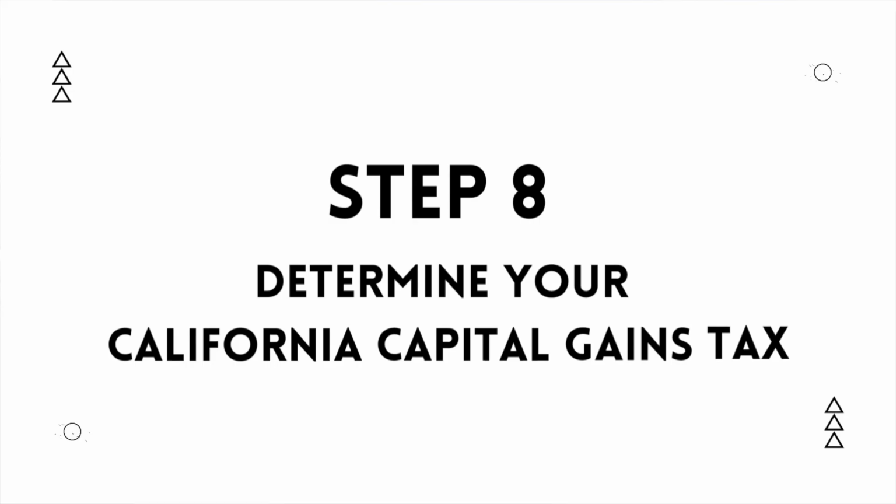In step 8, we repeat the process of step 7, but we use California's state capital gains tax tables. Side note, in California, there is no distinction between capital gains income and earned income tax rates. So the same tax table they would use to calculate their income tax will be the same table that they will use to calculate their capital gains rate.